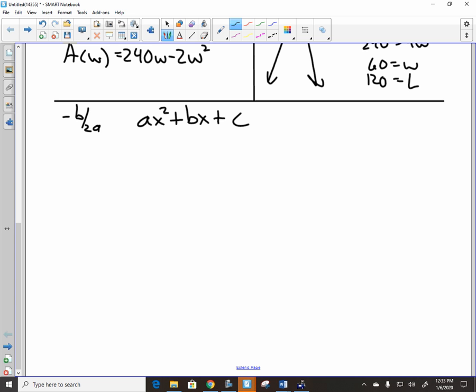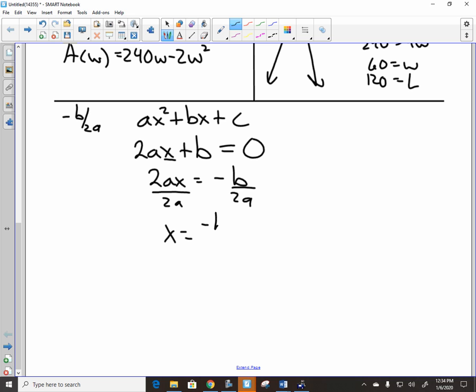Let's take the derivative and set it equal to 0. What's the derivative of ax squared? 2ax. What's the derivative of bx? B. What's the derivative of c? Nothing. So we set that equal to 0. Let's solve for x. So we get 2ax is equal to negative b. Let us divide by 2a. X is equal to negative b divided by 2a. Calculus has proved that the vertex of the parabola is in fact at negative b divided by 2a.